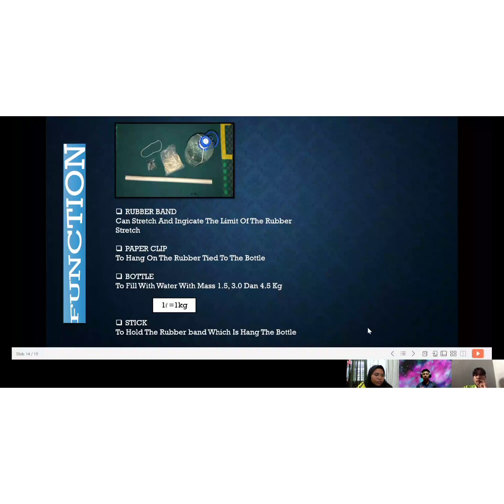The bottle is filled with water with masses of 1.5, 3.0 and 4.5 kg, at 1 liter per 1 kg. The stick holds the rubber, which spreads as the bottle hangs.